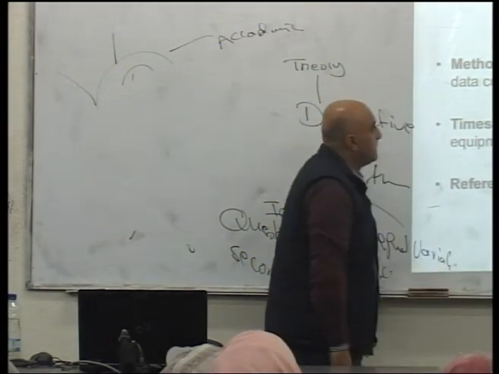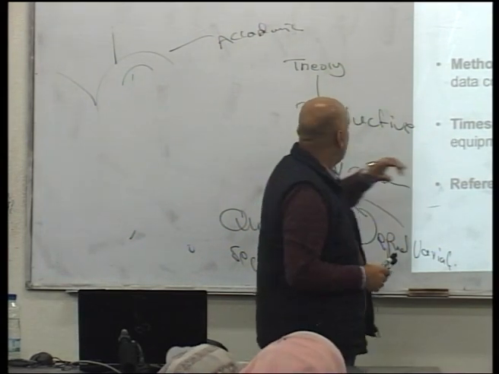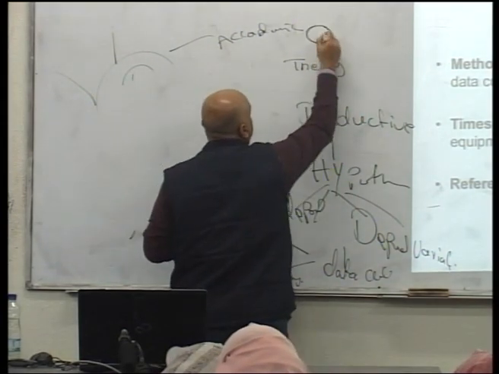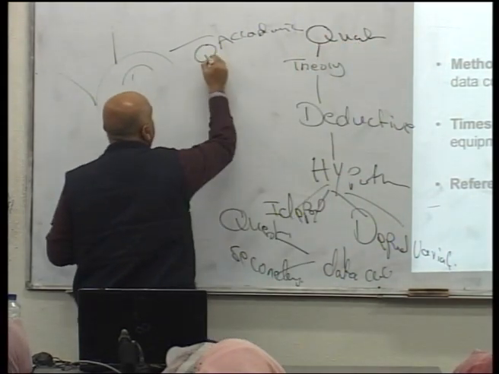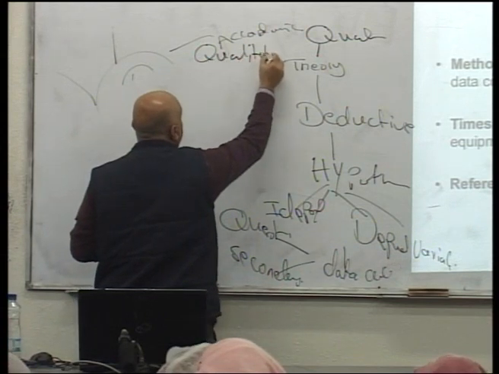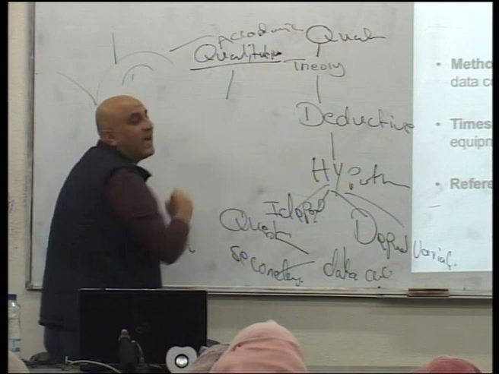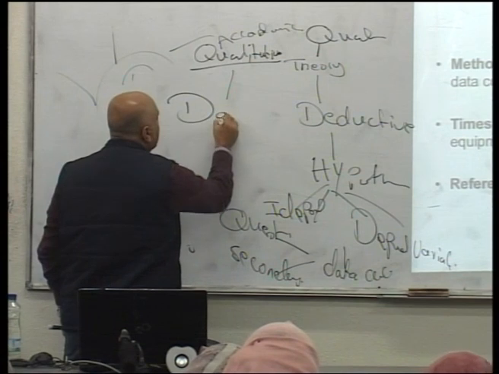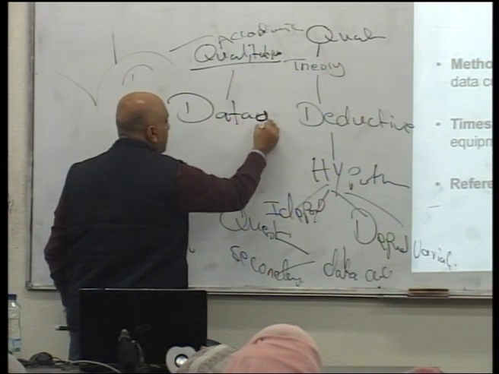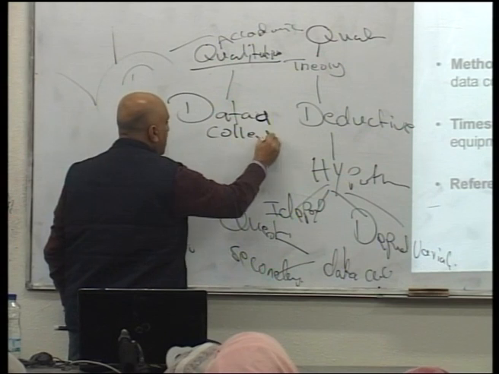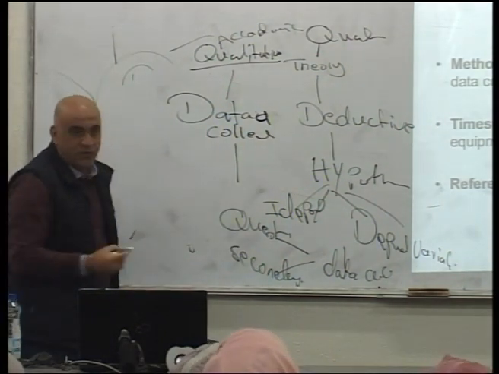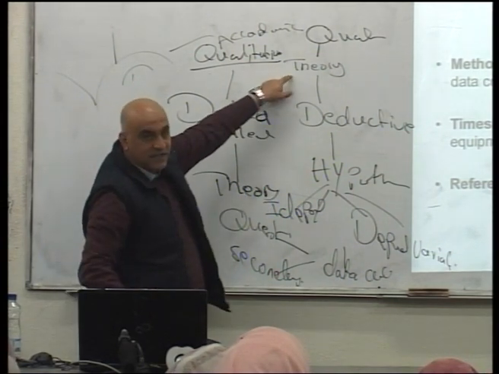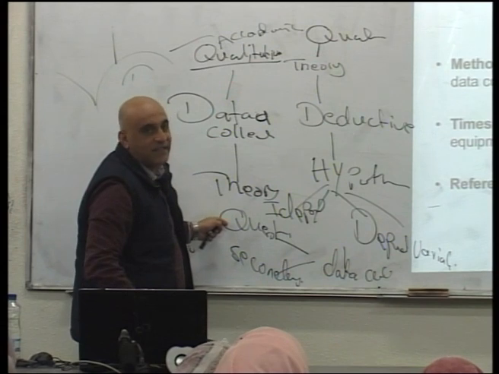Okay? So again, for the research design, you should think whether you are quantitative or qualitative. So this is quantitative. For qualitative, if you are qualitative, then you don't have a theory. You're starting by data collection. Then you end up with the theory. See? So in the deductive, theory starts here, but in the inductive, theory ends here.